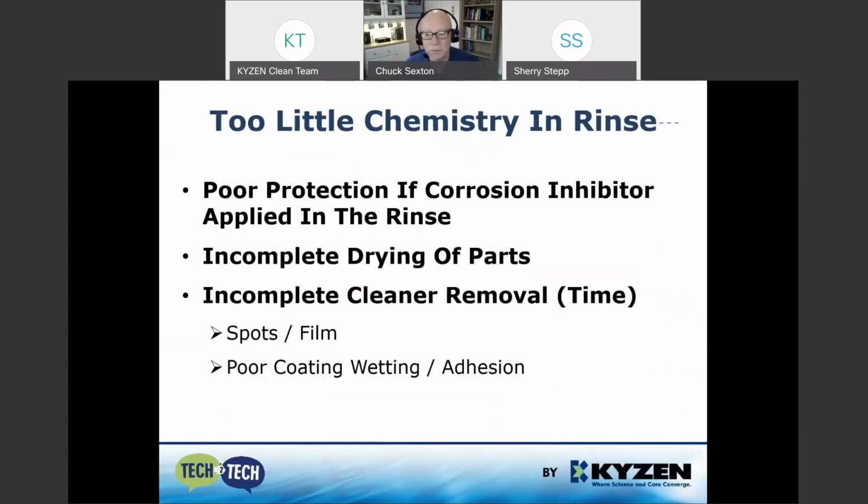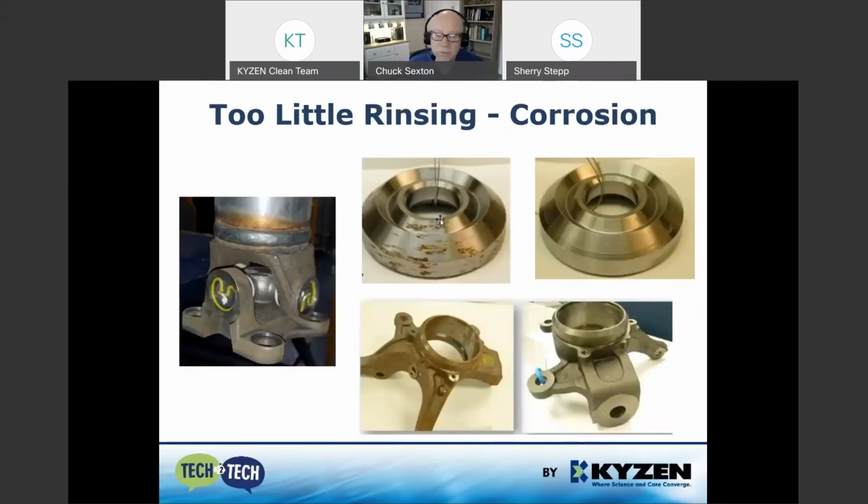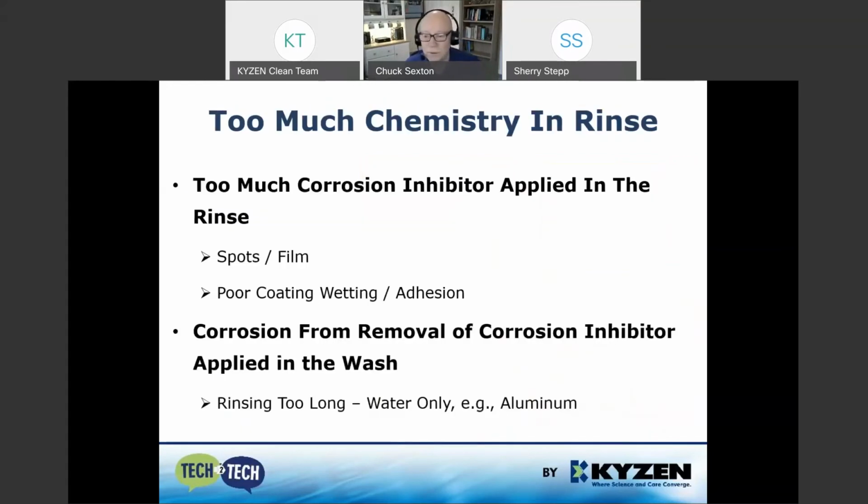Too little chemistry in the rinse can provide poor protection if a corrosion inhibitor is being added in the rinse. Incomplete drying. Many of our products contain drying aids, which actually assist drying the parts in the drying stage. And incomplete cleaner removal if you're not rinsing long enough. This is a good example of parts that we placed in a humidity chamber for 10 days, which simulated 90 days sitting in an unair-conditioned warehouse in the summertime in the Midwestern United States. You can see what happens when we don't have enough corrosion inhibitor.